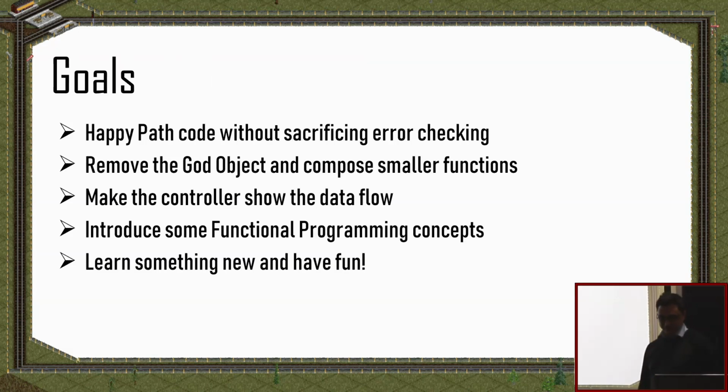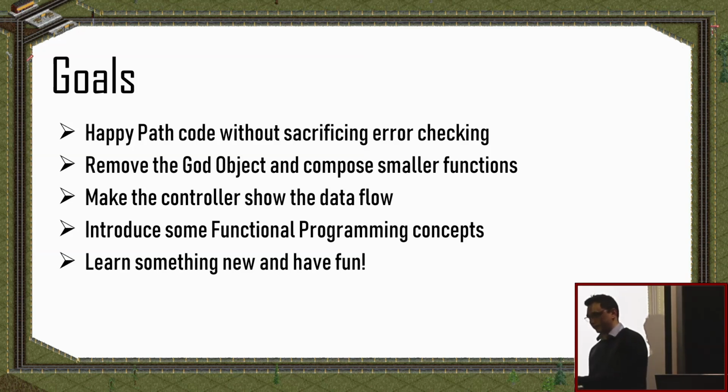So we'll run over the goals real quickly. You've got happy path code without sacrificing any error checking. So the code is going to have the exact same error checking as beforehand that you saw originally, but we're going to make it look like the happy path that you originally saw. We're going to remove this God object that keeps coming up, and slam it down and hopefully separate that up so we can make it more reusable and more usable. We're going to make the controller show the data flow, because that's the whole concept of MVC, to have these controllers show where that model goes and how it's been manipulated.